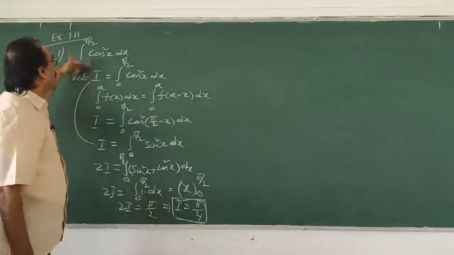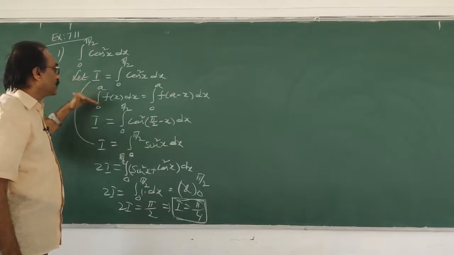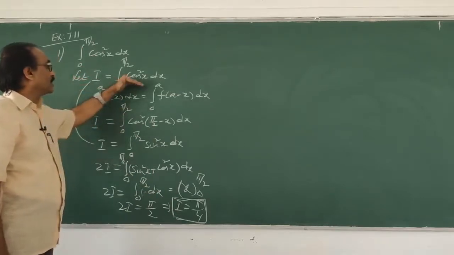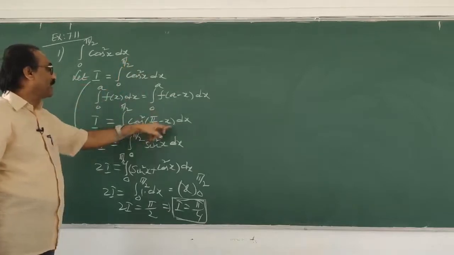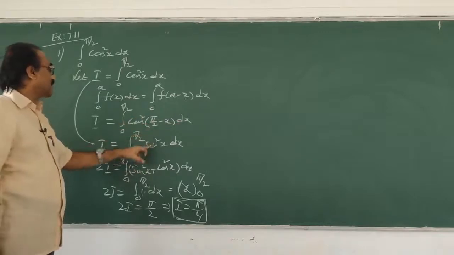Okay. So now this is the problem given. This I consider as I. Then I use this property, and which property I used, I also wrote here. So the integral 0 to pi by 2 of cos of pi by 2 minus x dx. Cos of 90 minus theta is sin theta, and the power is there, sin square x.